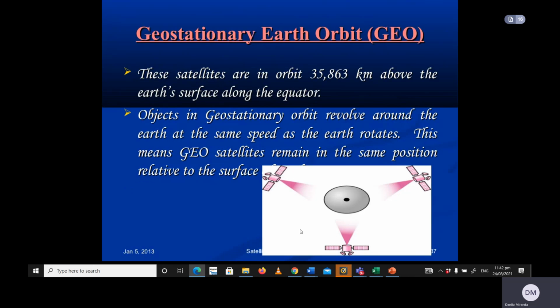The GEO, these are the three, at a distance of 35,863 km above the surface of the Earth.